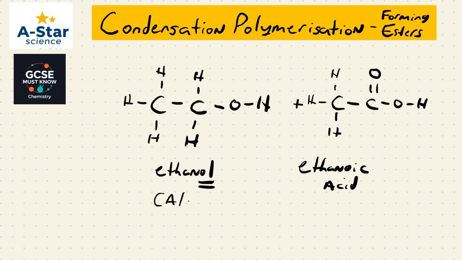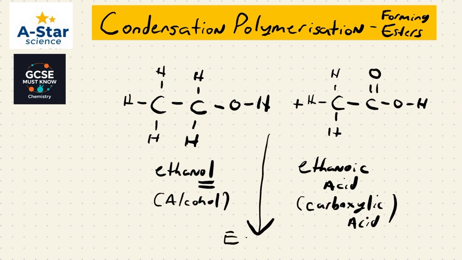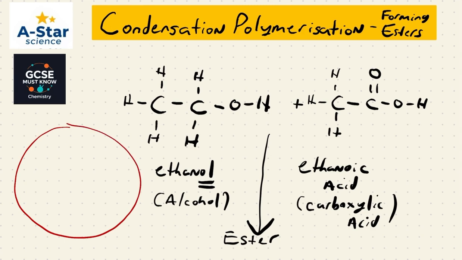We have an alcohol plus a carboxylic acid. When these two react together, they will form an ester. Now an ester bond, or an ester link, I'll put over here, is when you have a carbon that's attached to an oxygen, which is then attached to another carbon, like that. That will form an ester bond or an ester link.